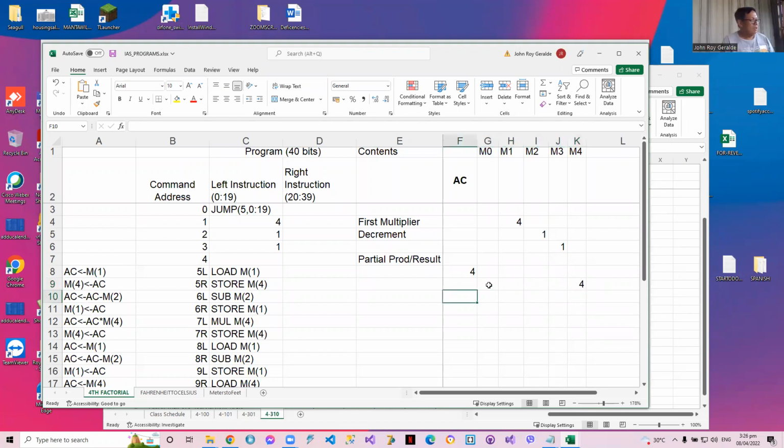Sub M of 2 means we subtract M of 2 from AC. So what becomes of AC? Dennis Divo? So, what is M of 2? M of 2 is 1. So what is sub M2? It becomes 3, because it's 4 minus 1. So that's how you trace it. It's similar to the analytical engine, kaya lang mas shortcut. Kasi sa analytical engine, you do a sub first before you do a store. Dito, you can do the sub and the store at the same time.